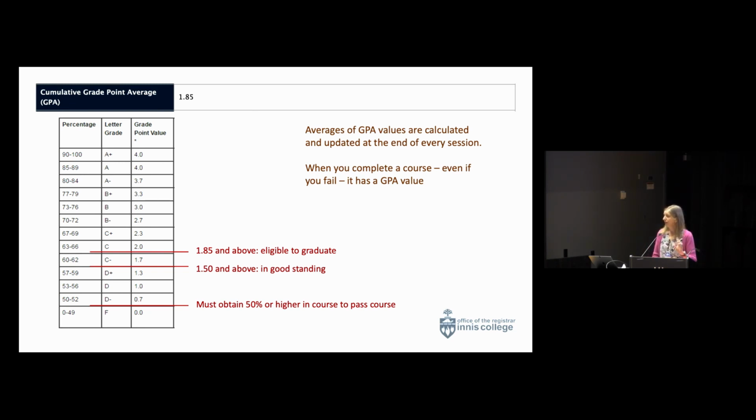Your cumulative grade point average is calculated 2 times per year, once at the end of the fall-winter session, so in May, once all the final exams are done and your grades are in, and then once again at the end of the summer session, the end of August, if you're taking summer courses.